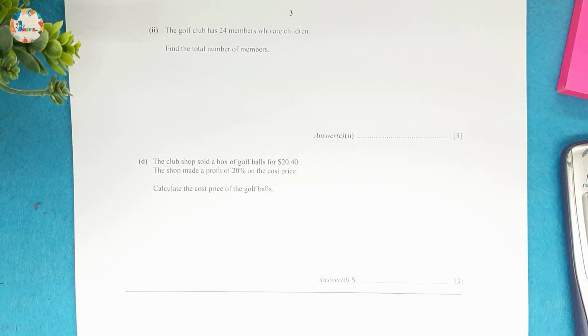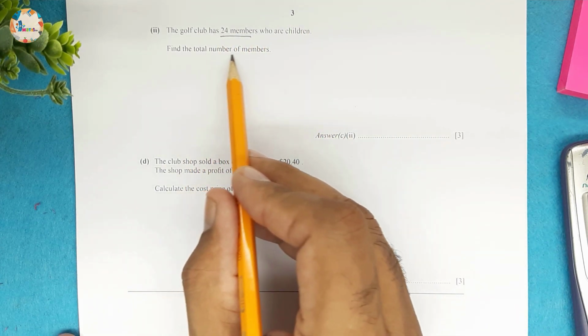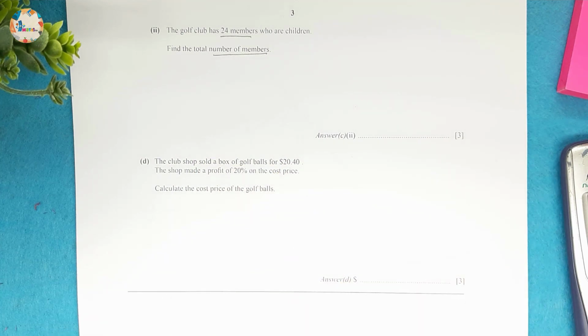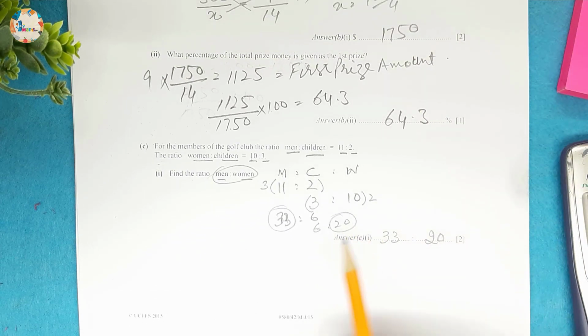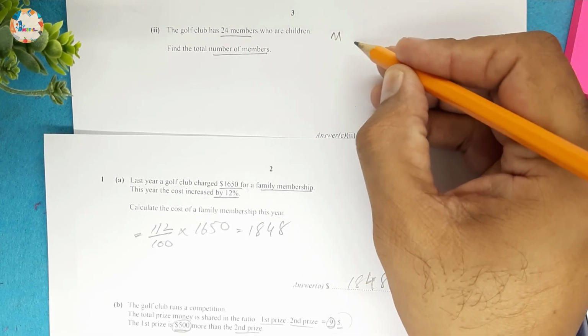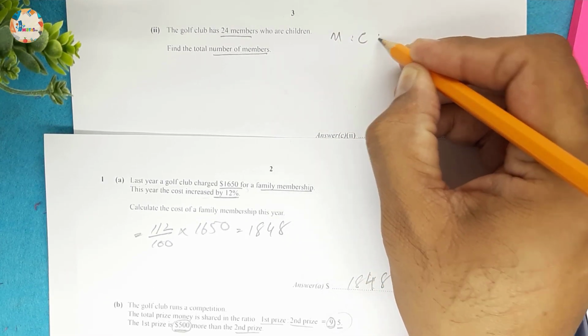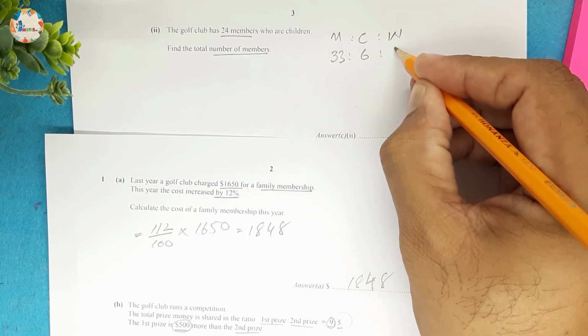Now the second part. The golf club has 24 members who are children. Find the total number of members. So from the previous question we can check the ratio. The ratio of men to children to women is 33:6:20.